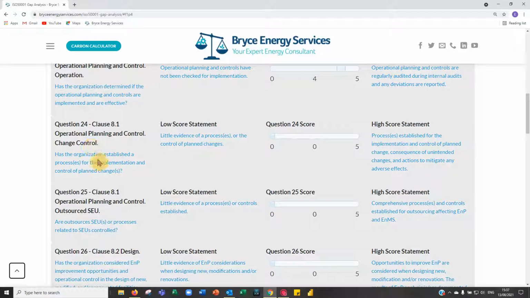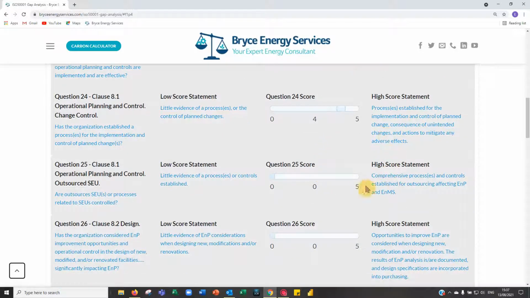Change control. Has the organization established process of implementation control of plan changes? So if you're changing your process or your system, what's the change control procedure? Who signs it off? Is energy efficiency at the heart of it? So processes established for the implementation and control of plan change, consequence of unintended changes and actions to mitigate any adverse effects. Risk register. Have you put your control through a risk register? Added line items. So this is where integration of the system, and actually reading the high score statement gives you a fairly good idea of what you need to be doing.